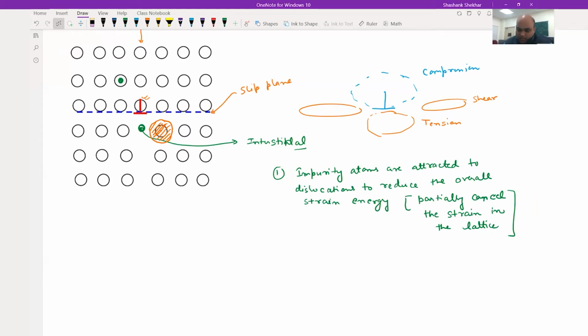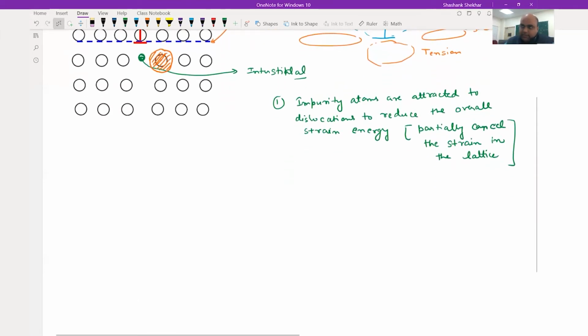Let me make one more table for substitutional atoms. Depending upon the size of the substitutional atom, they will sit either on the top of the half plane or at the bottom of the half plane. That means if the size is larger, they are going to sit at the bottom of the half plane so that they can reduce the overall tensile strain in the lattice.